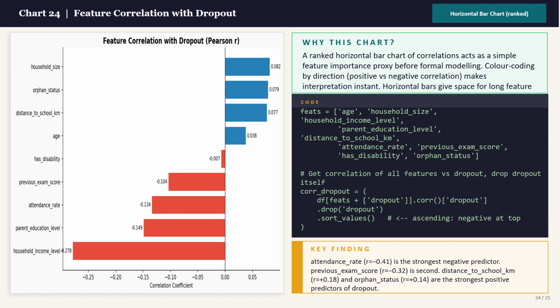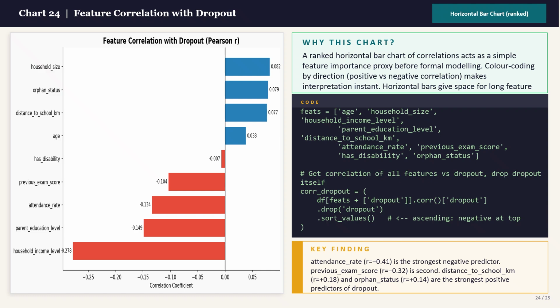So here we had a horizontal bar chart which was ranked. Why we used a ranked horizontal bar chart of correlations is because it acts as a simple feature importance proxy before formal modeling. And the color coding by direction, positive versus negative correlation, makes interpretation instant. These horizontal bars give space for long feature names.